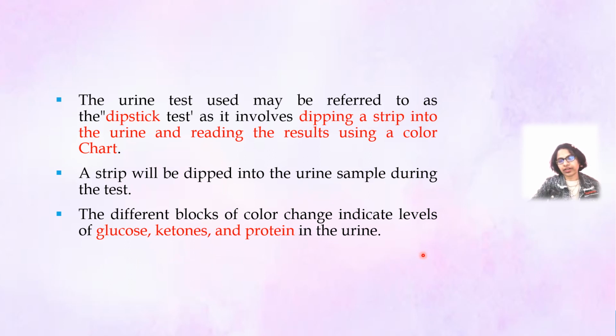So that is how we are going to estimate the presence of albumin, ketone bodies and glucose in urine. In the market there are dipsticks available to check for the protein content, then ketone bodies, then glucose content.